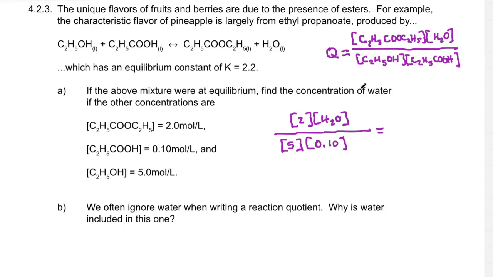And generally this Q number can be anything, but if we're at equilibrium, like they say we are, then that means our reaction quotient is this, 2.2. That number is called the equilibrium constant. It's the number at which the reaction will settle down and stay if it can.